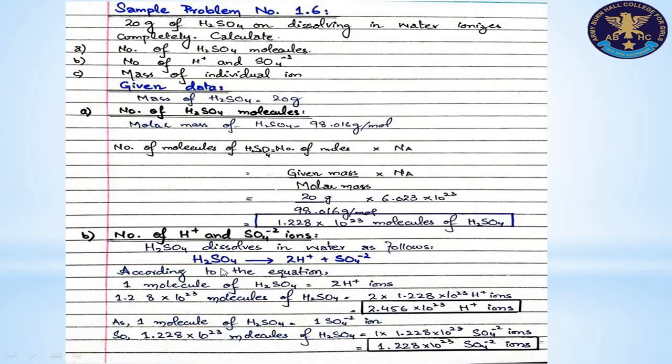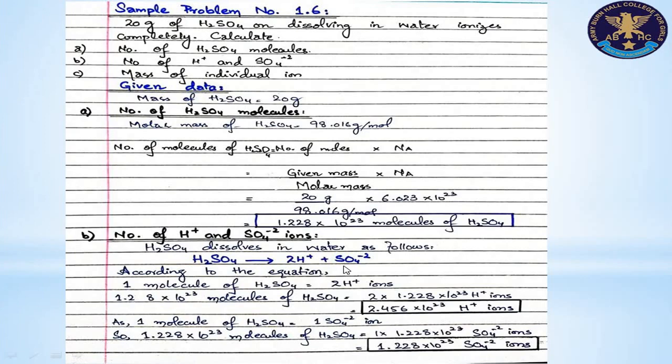According to this equation, one molecule of sulfuric acid is equal to 2 hydrogen ions. So if we have 1.228 into 10 raised to the power 23 molecules of sulfuric acid, how many hydrogen ions do we have? Simply multiply this 2 with the molecules of sulfuric acid. We will get the hydrogen ions, and the value is equal to 2.456 into 10 raised to the power 23 hydrogen ions.